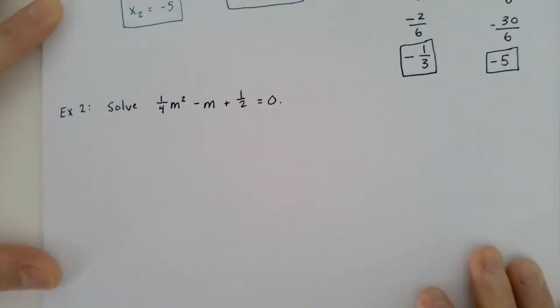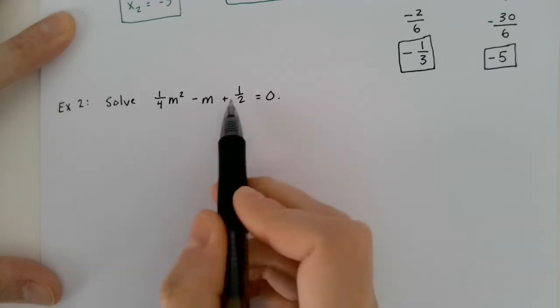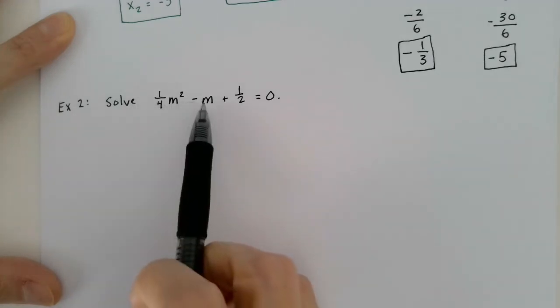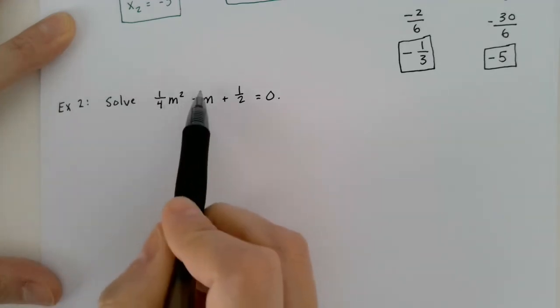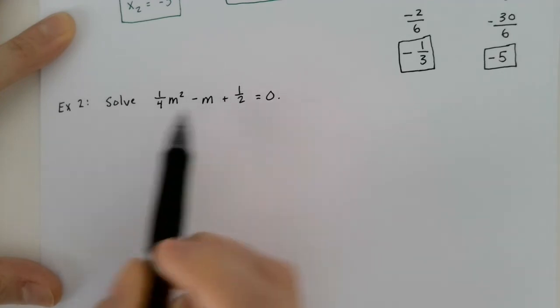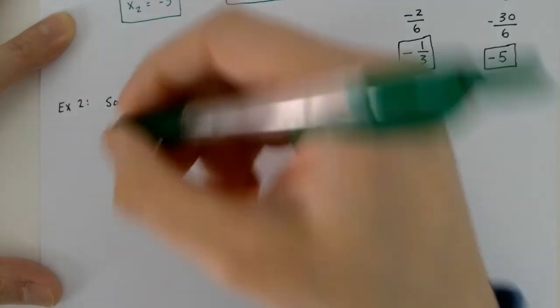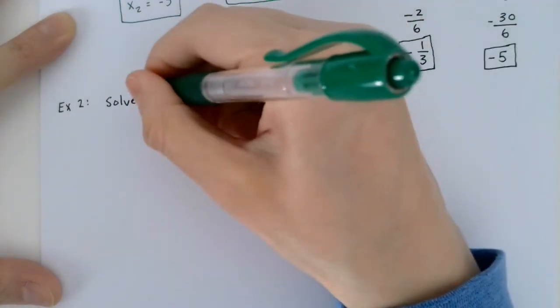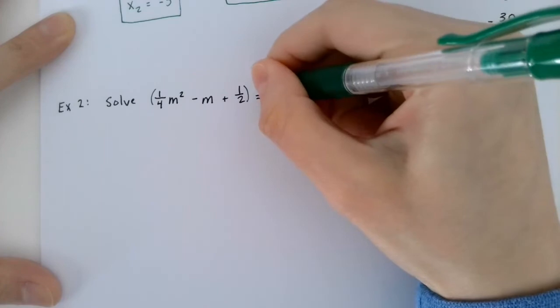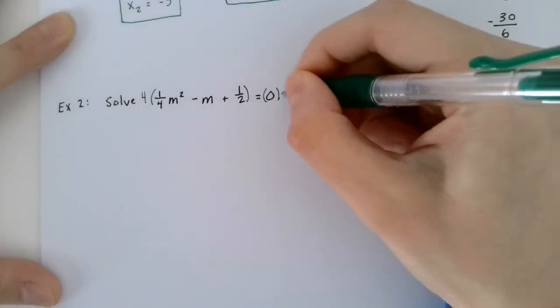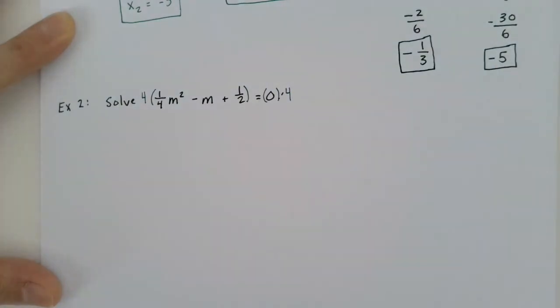Okay, so the first thing that I want to do is I want to get rid of my fractions. So hopefully you guys remember how to clear fractions. All right. If I find the common denominator for all of these, there's a 1/4, there's a 1/1, there's a 1/2. The common denominator would be 4. So what I'm going to do is I'm going to multiply everything, meaning both sides, by 4. And that's going to give me an equivalent equation, but with no fractions.